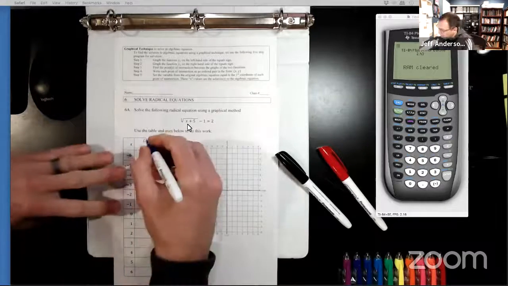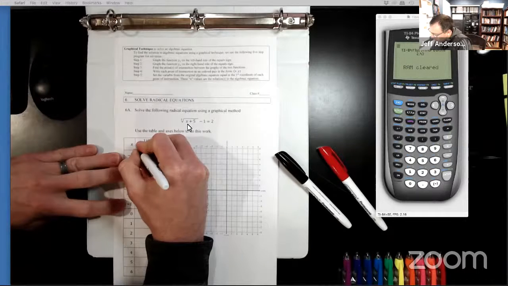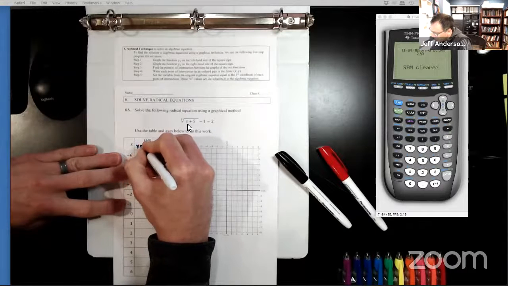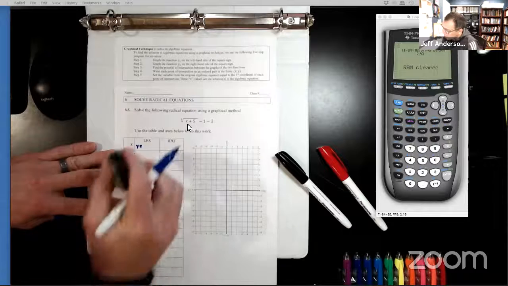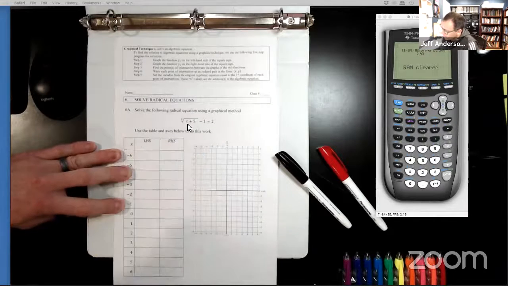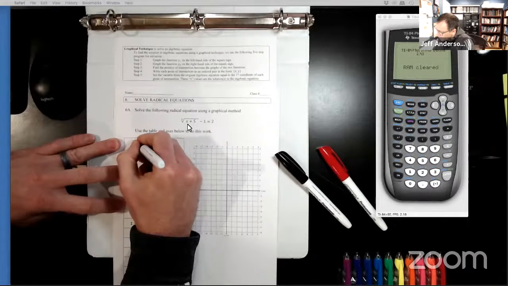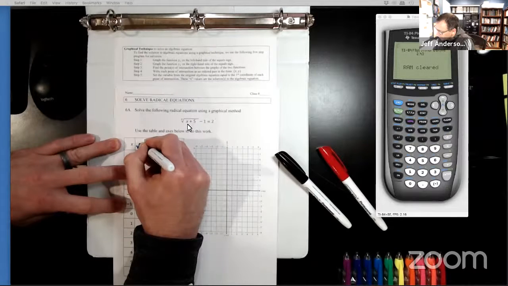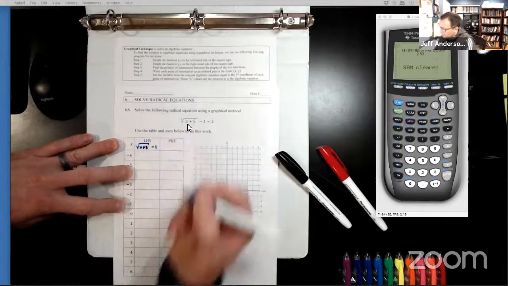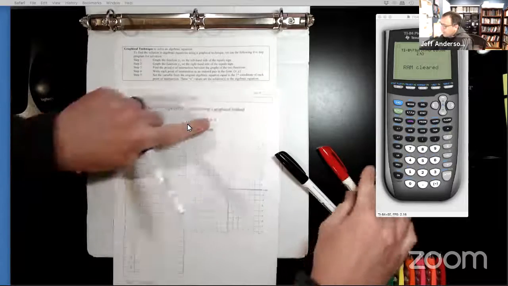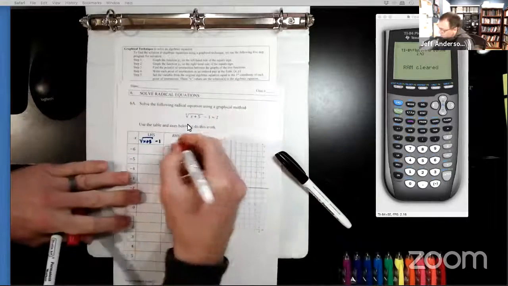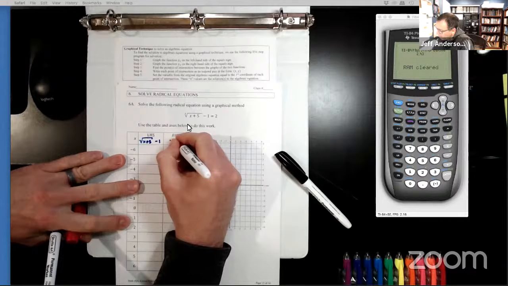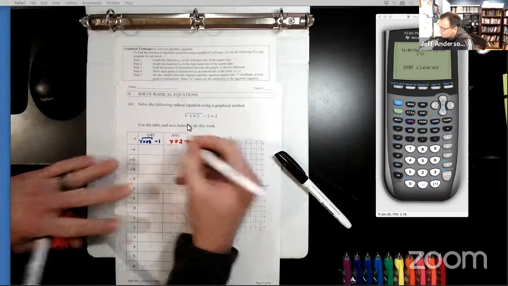In this case, the left side, we'll write it in blue, and we'll call it the square root of x plus 5 minus 1. So that's the left side. And then the right side is just 2. So we're going to write y equal 2.